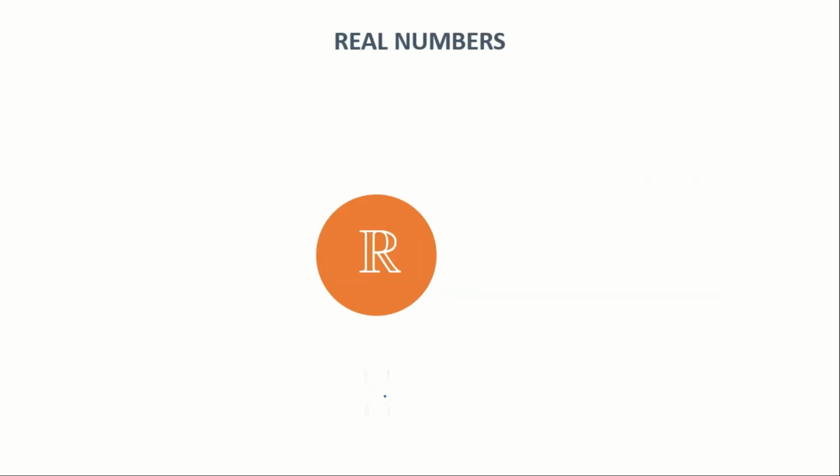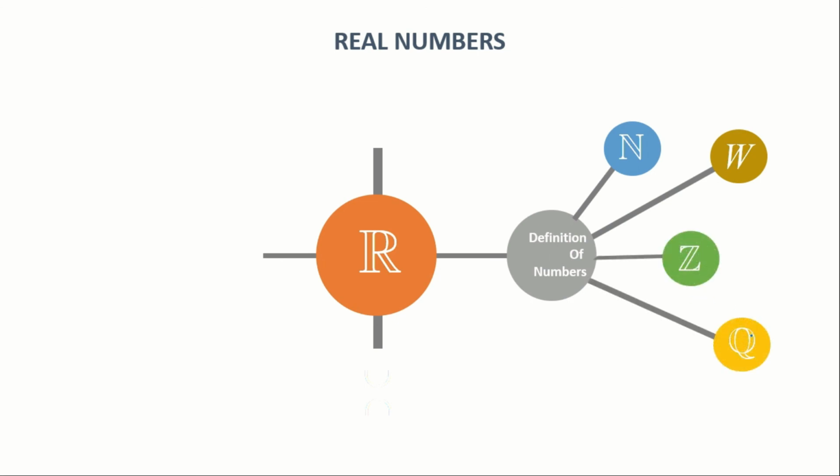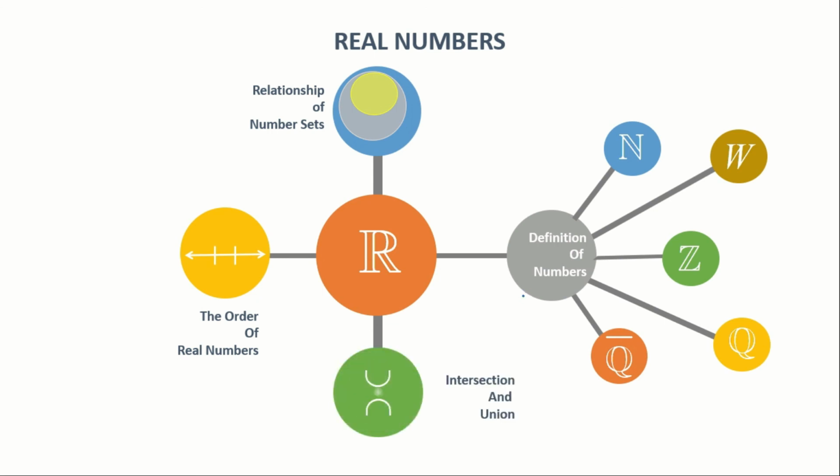Okay, so this is the conclusion of what we have for 1.1. 1.1 is basically all about the real numbers. We have already learned about the definition of numbers, where we have the natural numbers, the whole numbers, the integers, the rational numbers, and also the irrational numbers. And we have learned about the relationship of number sets. And we have learned about the order of real numbers, and finally about the intersection and union. That's all. Thank you.